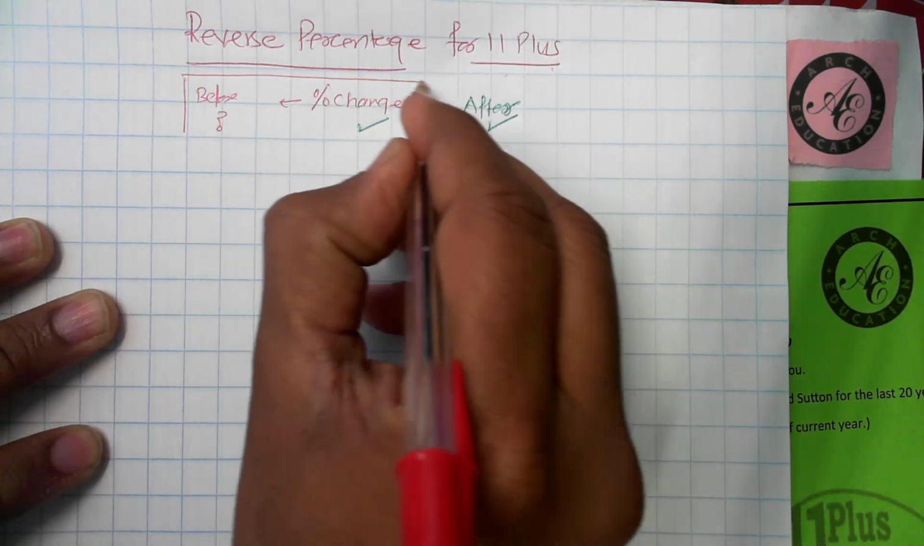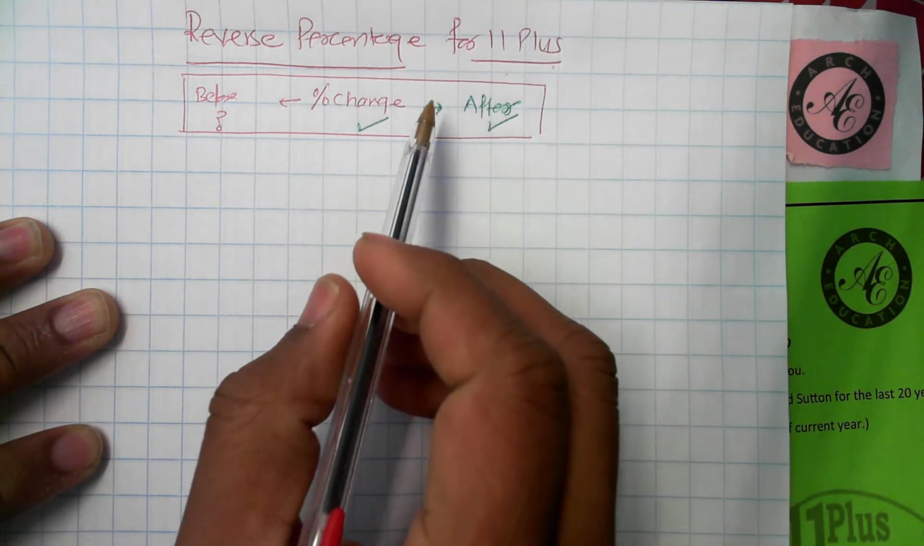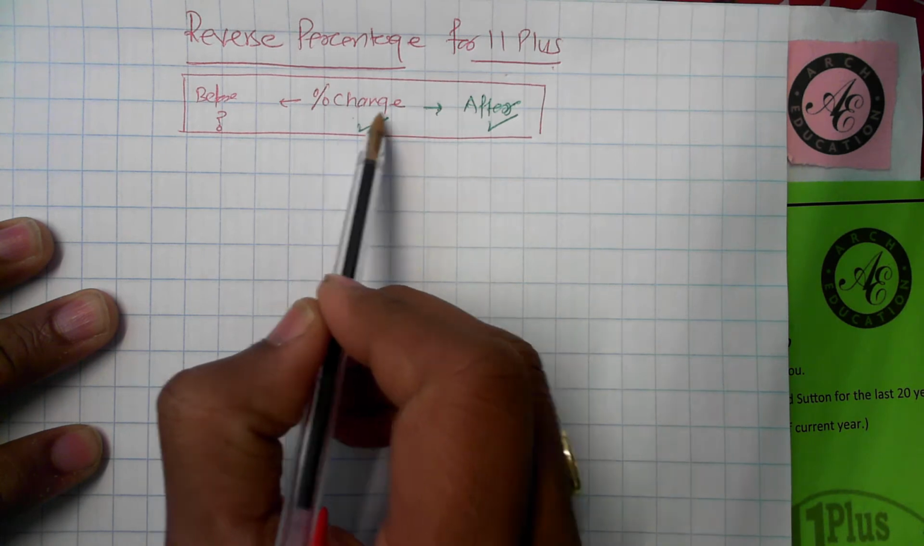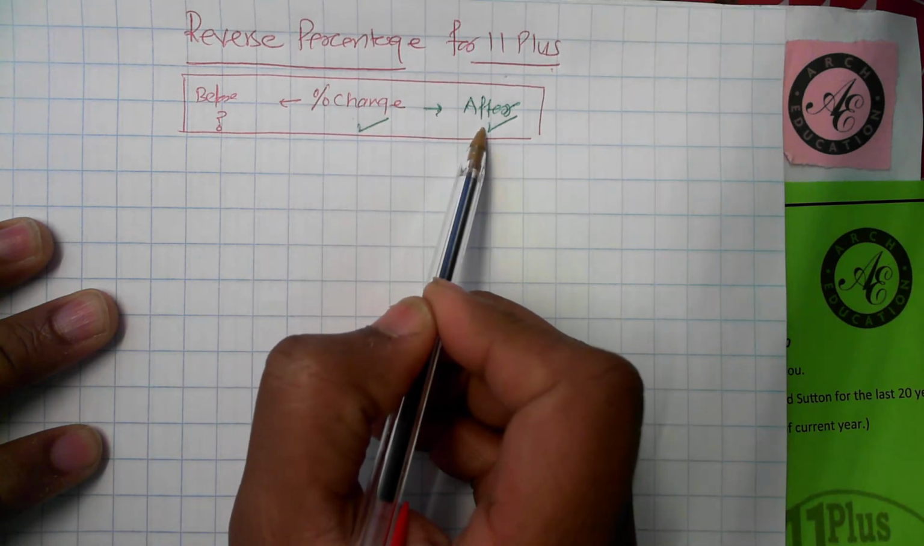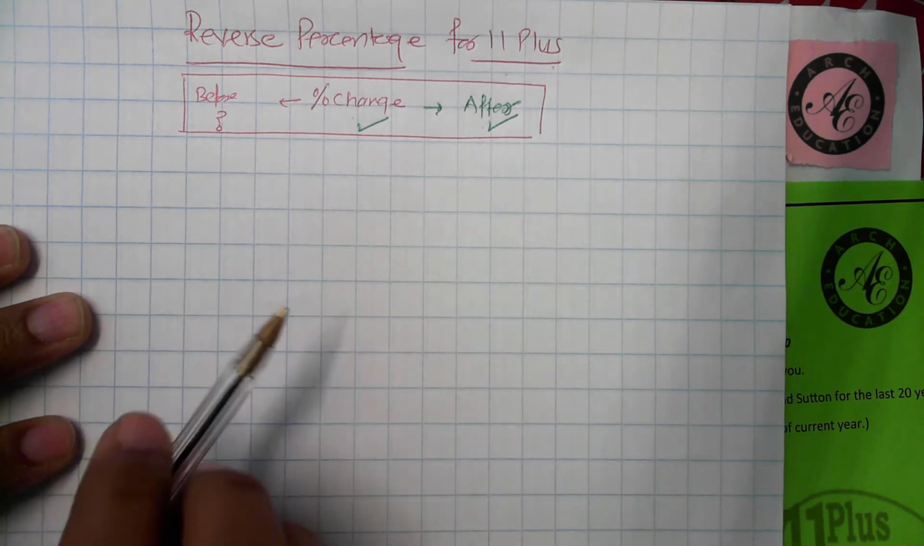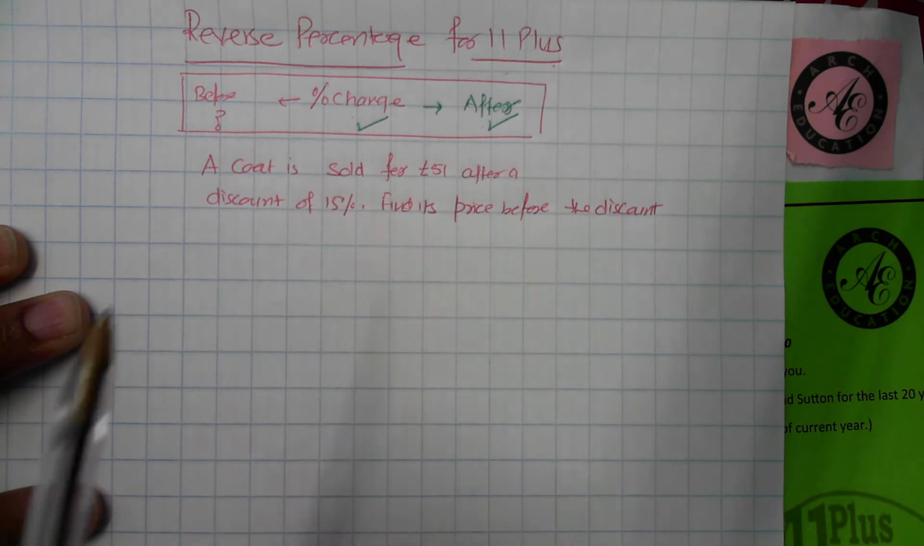Okay, so we tend to go backward in here, and the mistake people make is that they use the percentage change given on the amount after, when it should be on the amount before. Guys, I want to tell you what I mean by this. Okay, so I'll read the question.